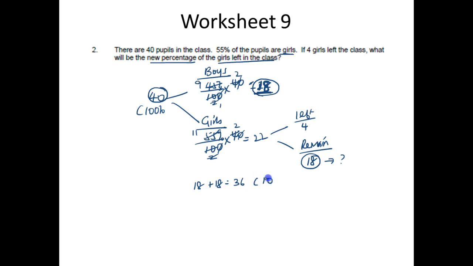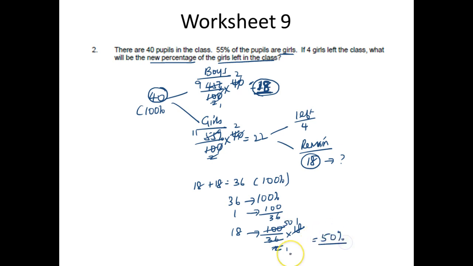This is my 100% because 4 girls left. So 36 is your 100%. 100 divided by 36, and I want to find 18. So 100 out of 36 times 18. Answer is 50%.